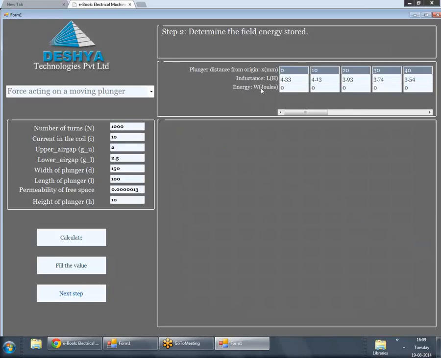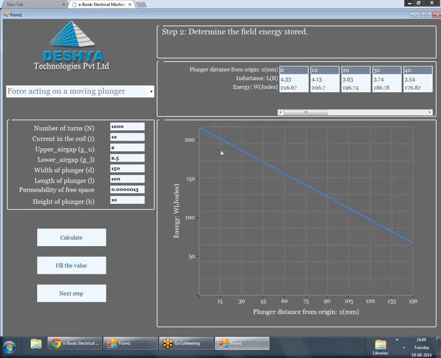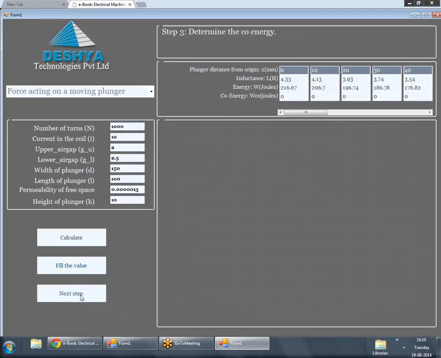We are supposed to calculate the energy. Energy is half L i squared, and here we have assumed the motion to be at constant current because I have given a fixed value of current. I know the inductance value at each point of the plunger, I know my current value, so I can calculate half L i squared. Let's fill up the values, and here I get my curve for the energy. Then we go to the next part.